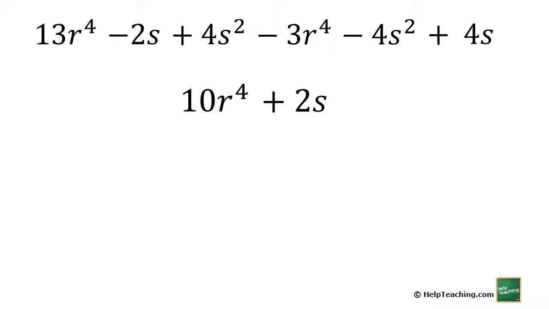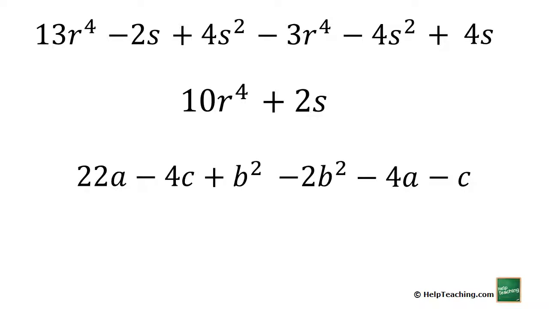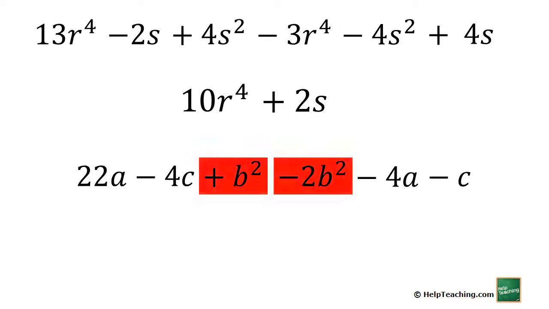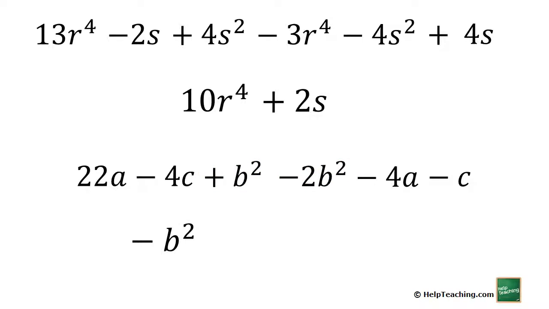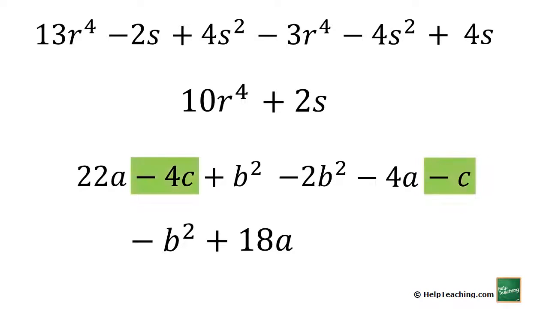So in this example, again, with the highest degree, in this case it's 2, the b squared. So we're going to have b squared minus 2b squared will give us negative b squared. Now I'll go alphabetically. So the first one in the alphabet is our a's. So we have 22a minus 4a gives us 18a. And then our c's, negative 4c minus c, will give us negative 5c.